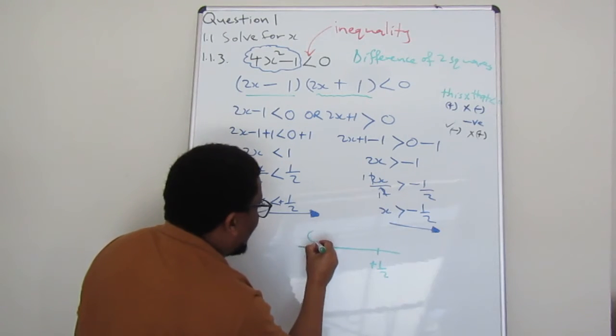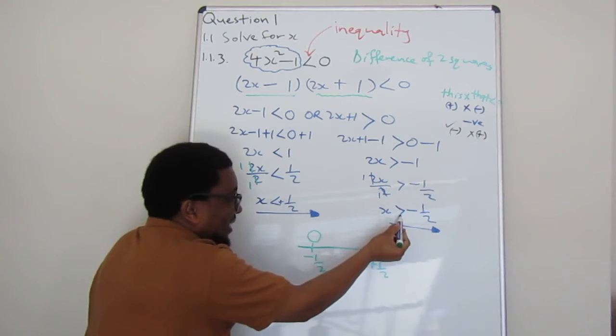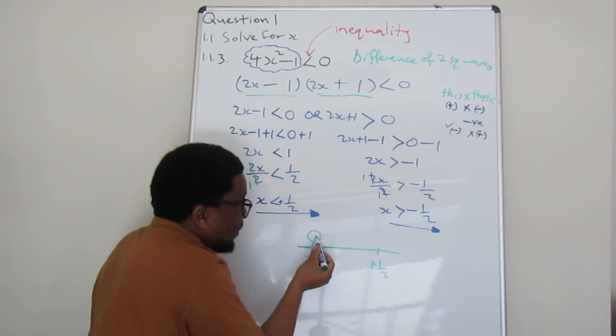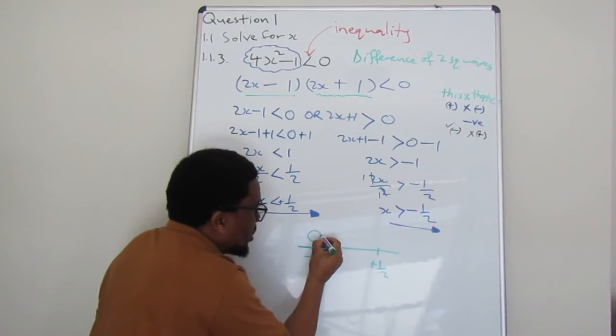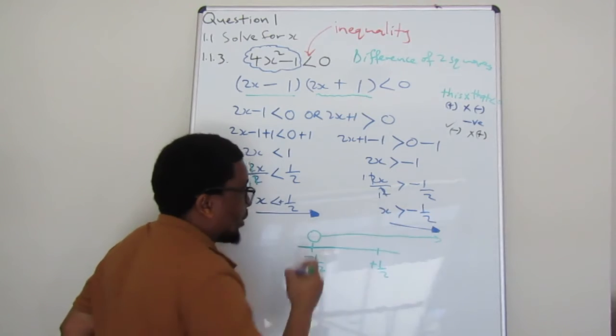Then I draw here an open circle. Why do I draw an open circle here? It's because I have greater than. I don't have an equal sign. It becomes open. That set becomes open. So all the values are going to the right hand side. This is what it means here.